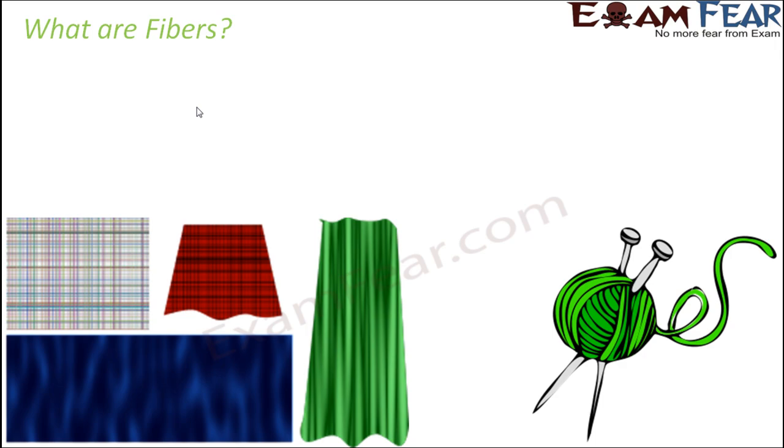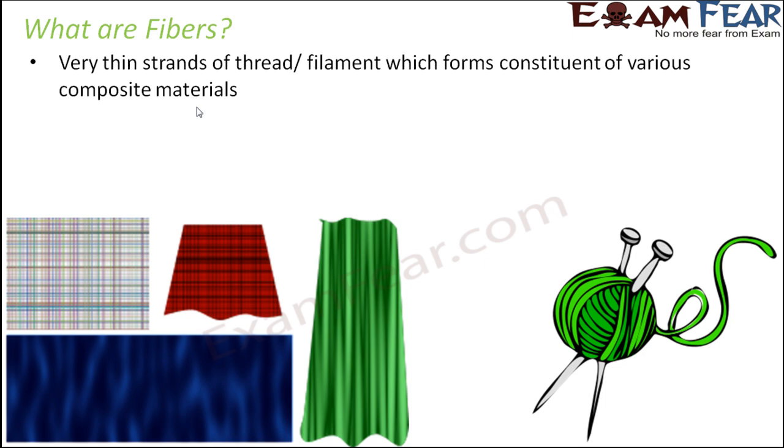So what is a fiber? Fibers are very, very thin strands of thread or filament which form the constituent for various composite materials. So when I say composite materials, it could be cotton, it could be rayon, it could be nylon, it could be silk, it could be wool. Because there are different types of fabric which are available.